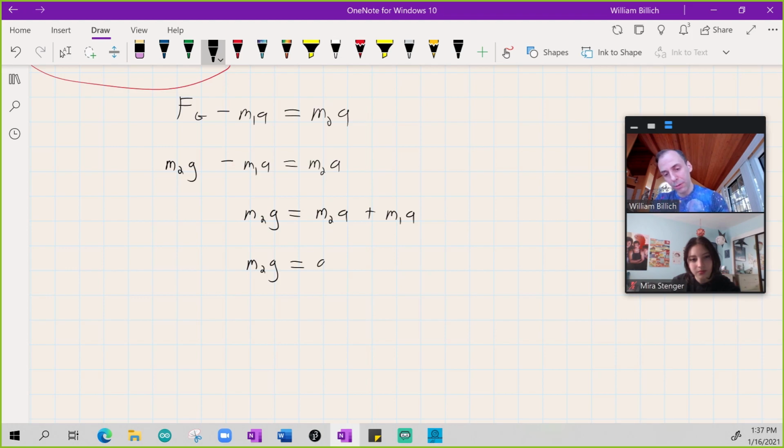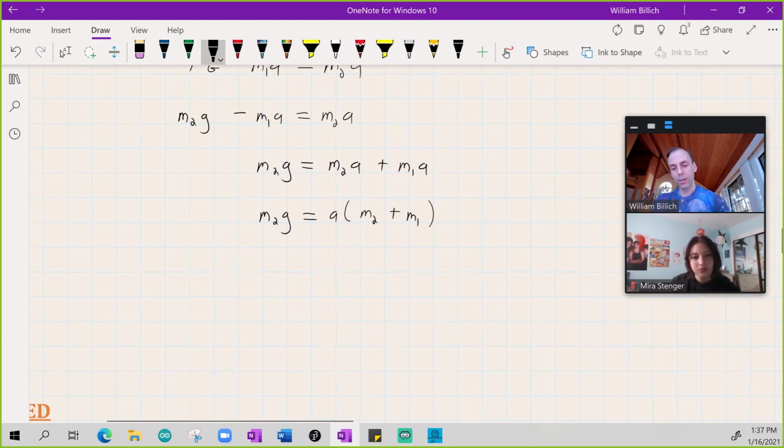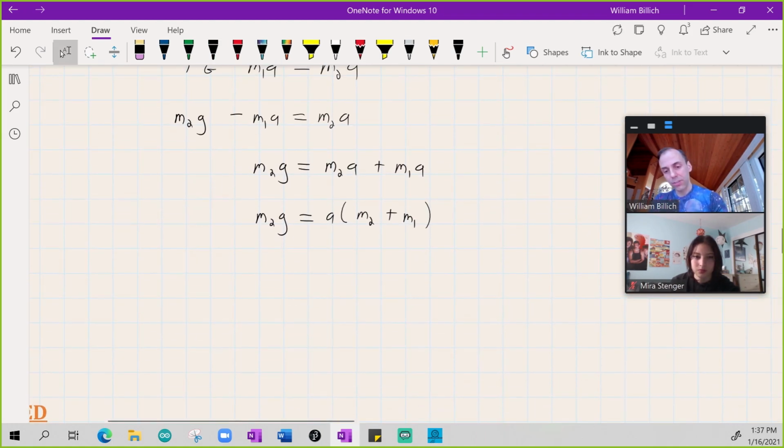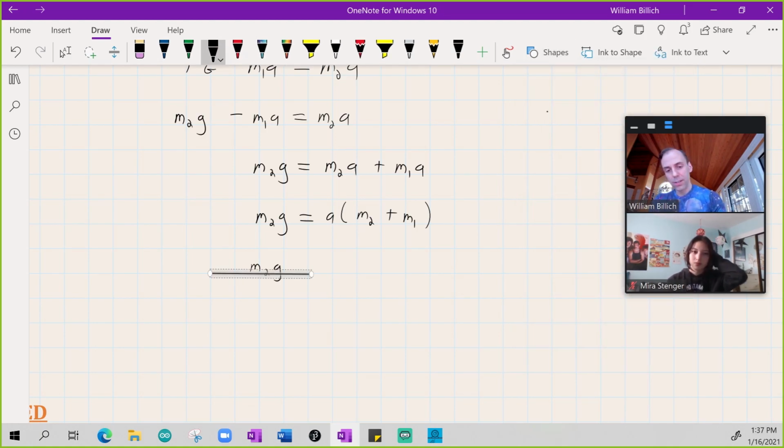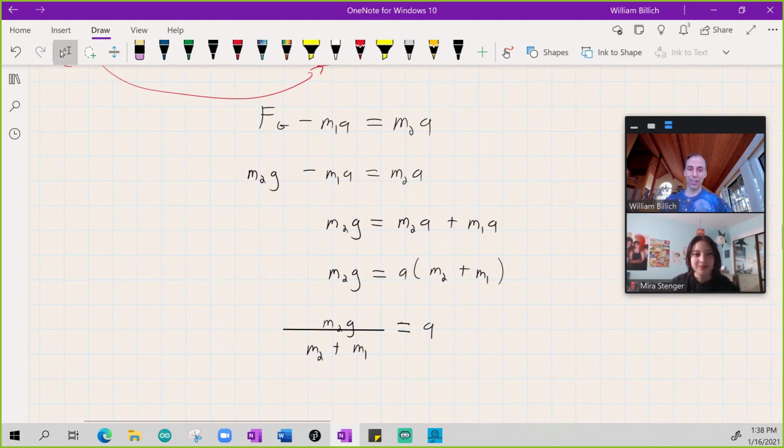So I factor out A. Just a silly little thing. I pull an A out of both because it's a common term. And then now we get this thing by itself. M2G over the quantity M2 plus M1. And that's A, our acceleration. Makes sense? Nice and clean, right?